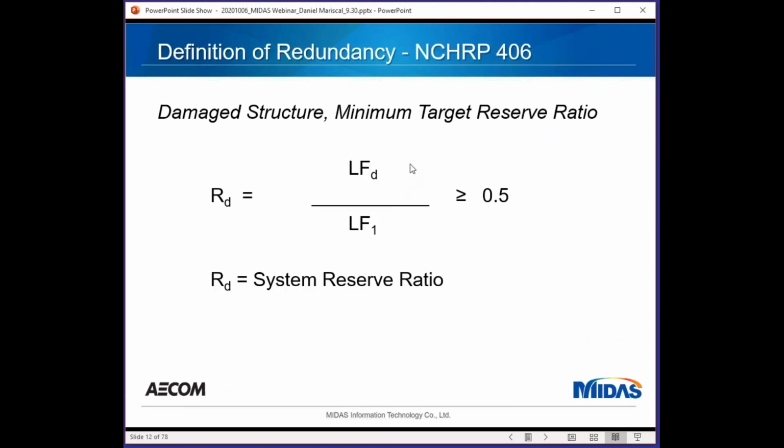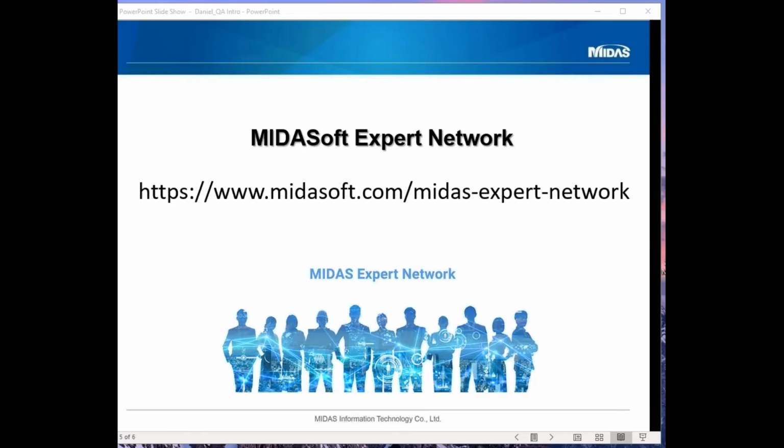So this is that RD. It's the capacity of the damaged structure versus the pristine structure. If this number is greater than 0.7, and this is according to the NCHRP 406 report, it's deemed to be redundant. I think those are the questions, and I hope that I have answered them to your satisfaction.